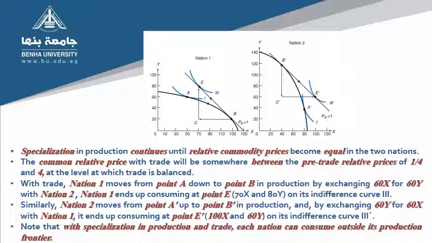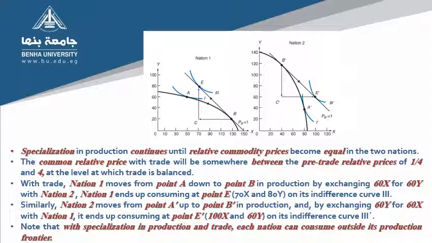Specialization in production continues until relative commodity prices become equal in the two nations. The common relative price with trade will be somewhere between the pre-trade relative prices of 1/4 and 4, at the level at which trade is balanced. In the figure, the common relative price is at point P = P' = 1.